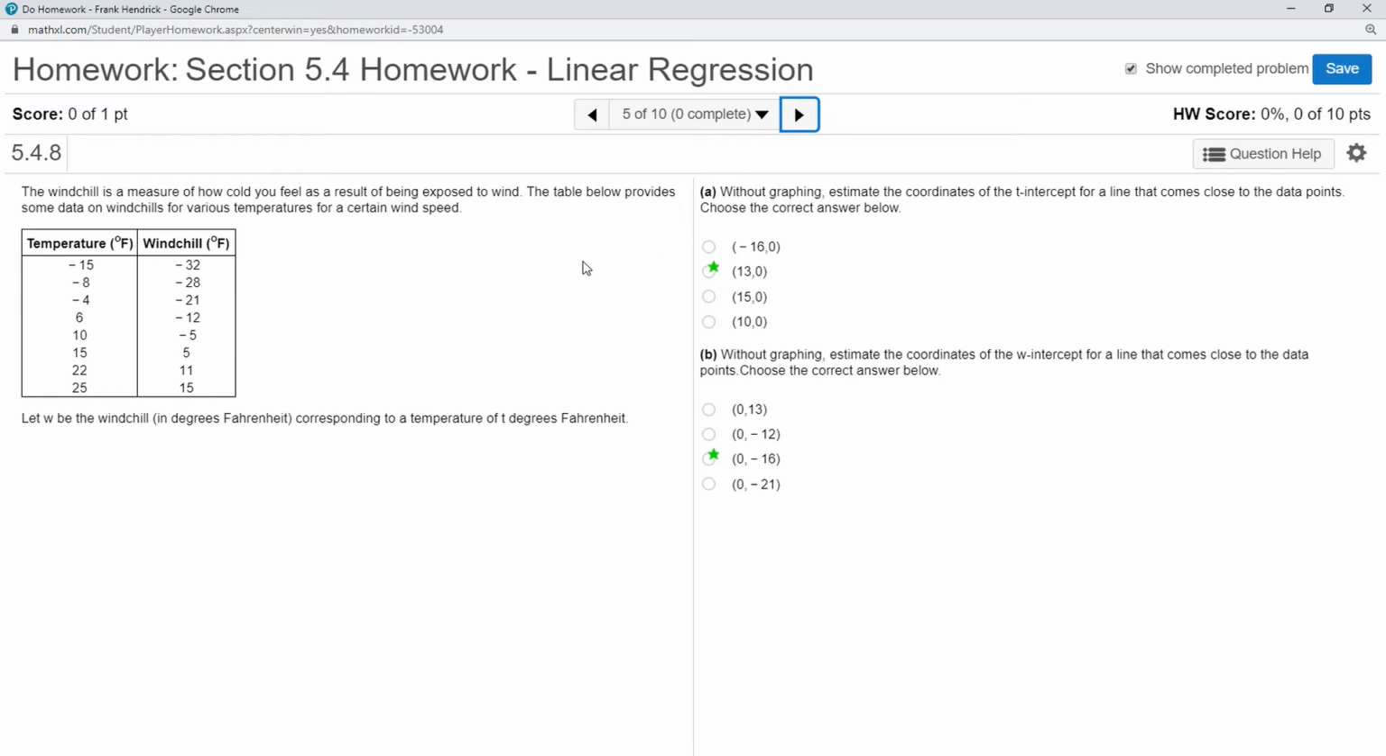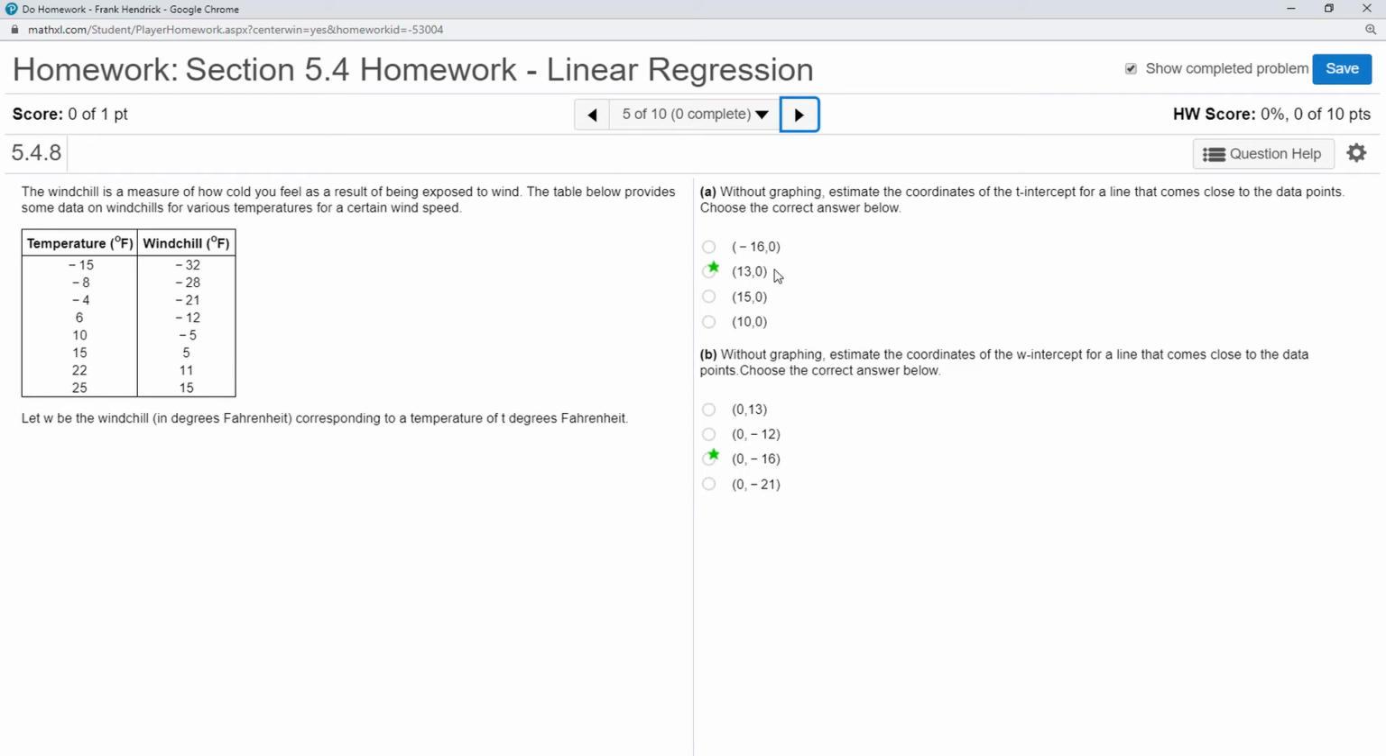In this particular problem here, estimate the t-intercept. That's going to be the temperature here. So we look for when the other one crosses 0. Notice these are all zeros here. So we look for where the sign change is going to be. And it looks like the sign changes between -5 and 5. And the coordinate that would match up with that is probably 13.